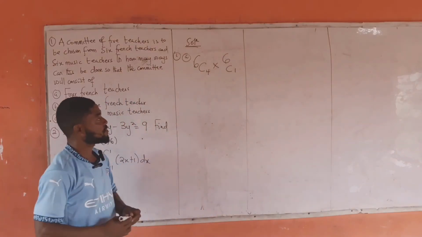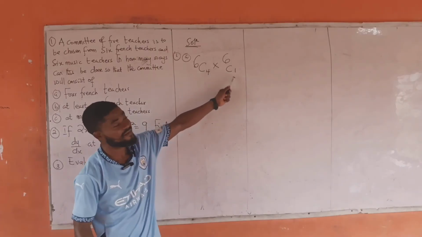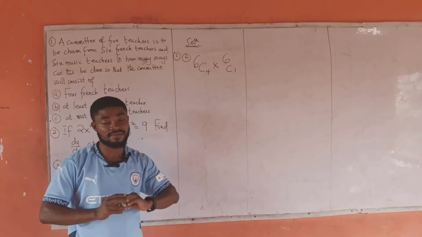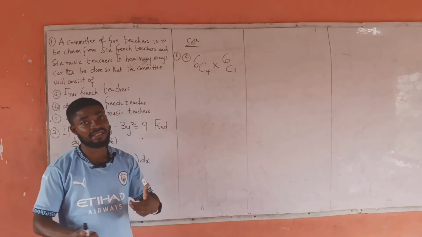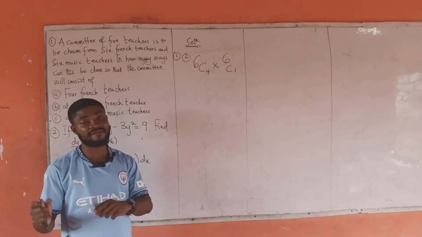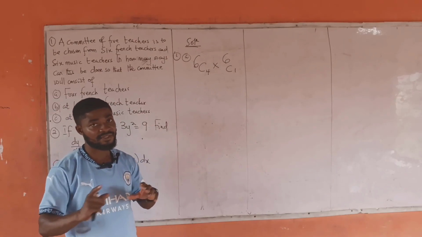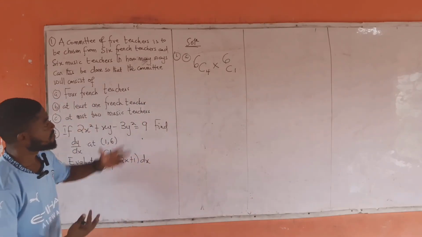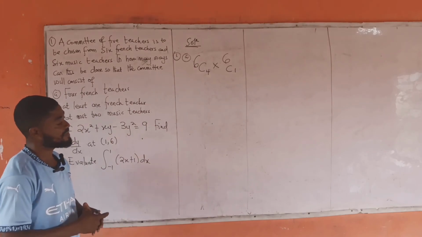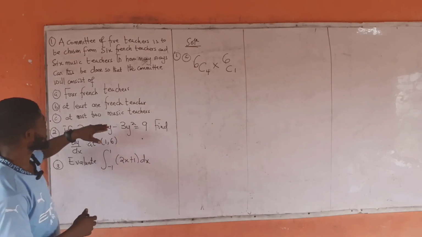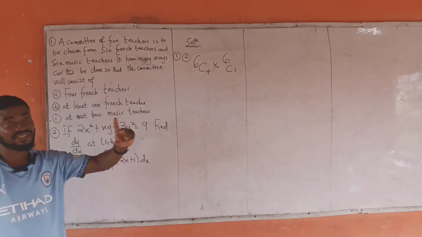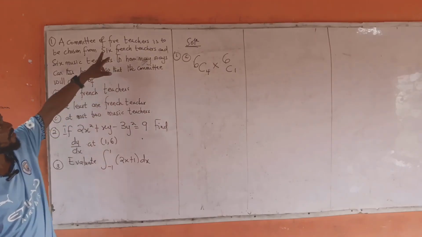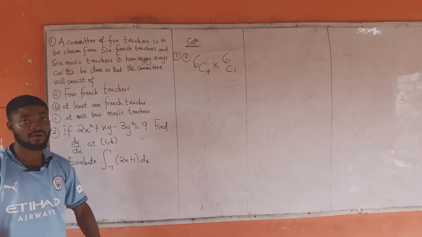So when we add the two numbers, we are going to get a 5. But when you do 6 combination 5, it's a different thing altogether. It could mean that the number of French teachers are supposed to be 5 out of 6, which is a different interpretation you are giving to the question. So now we just do 6 combination 4 times 6 combination 1. The 6 combination 1 stands for the one music teacher that we are looking for to join the four French teachers, making the committee a 5-member committee.